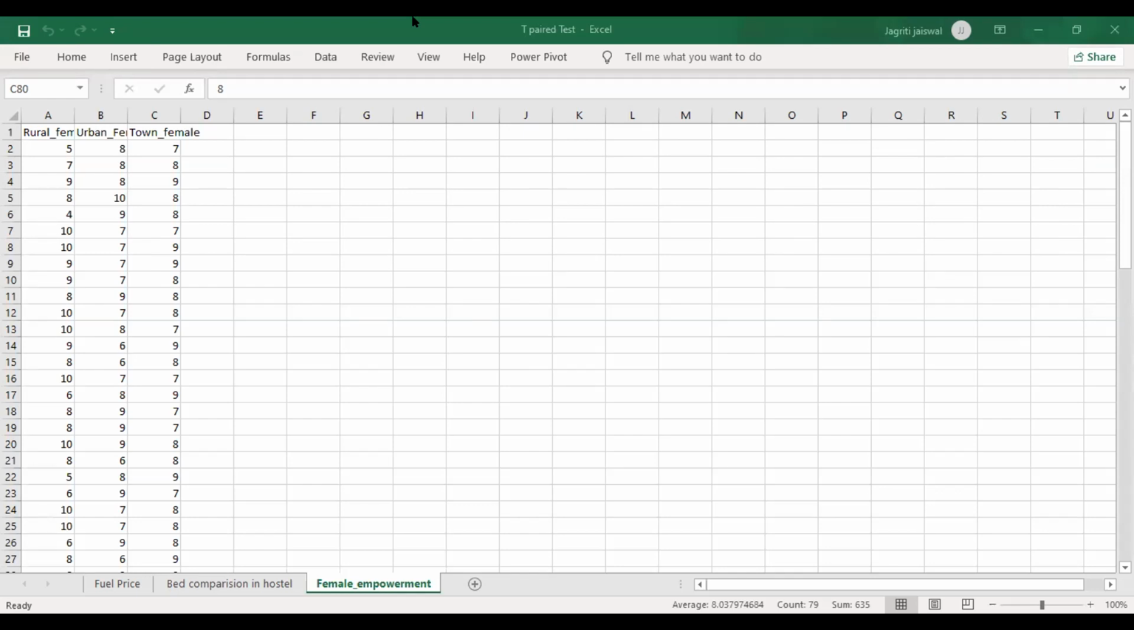Here are the results. These are the independent sample test results here. This is the p-value. The question is whether the area has a significant impact on their decision-making power or not. So the p-value is 0.346, and we are comparing it with 0.05. Then what will be our decision?